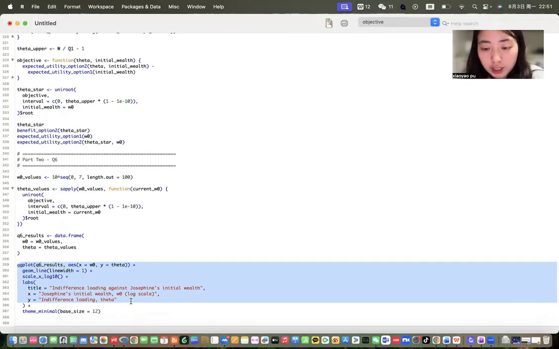When she is initially poor, inheritance risk is more important relative to total wealth, so the guarantee is more valuable. When she is already wealthy, the same inheritance uncertainty has less effect on utility. And that is all for my code explanation.